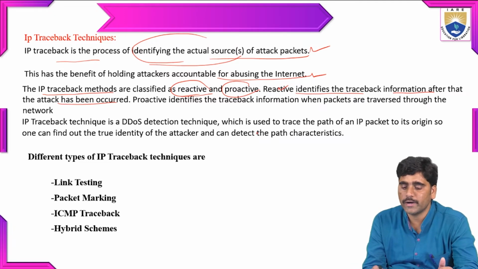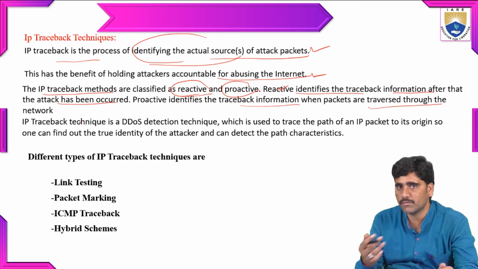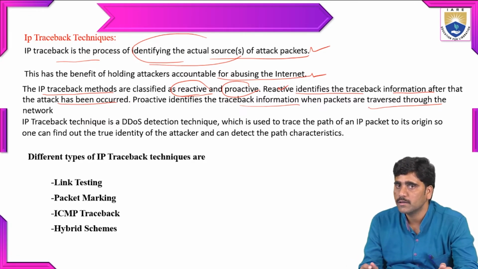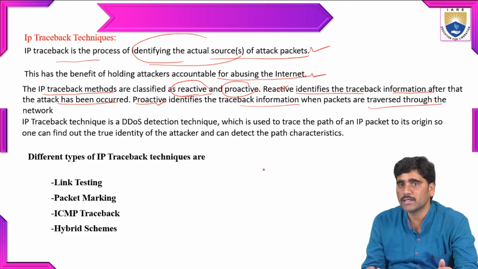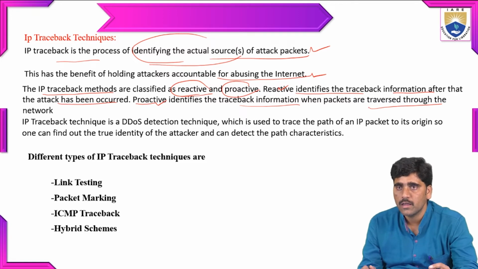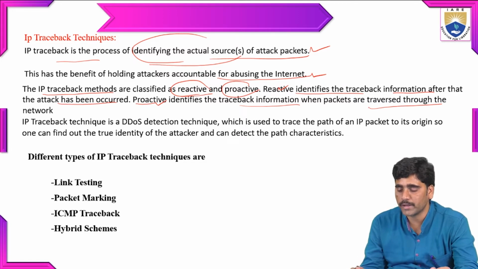While coming to the proactive, it identifies the traceback information when packets are traversing through the network. When packets are moving on, at that moment the packets get traced back. So that is nothing but the proactive mechanism. The reactive mechanism works after packets get attacked, and the proactive identifies the traceback information when packets are traversing throughout the network.